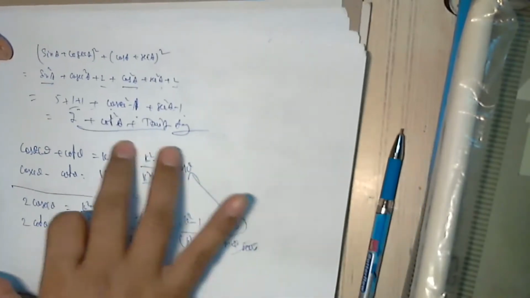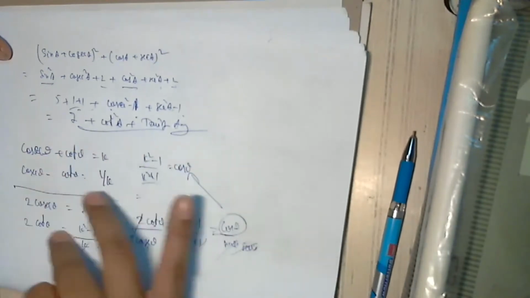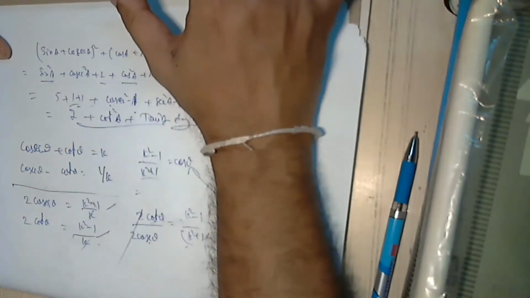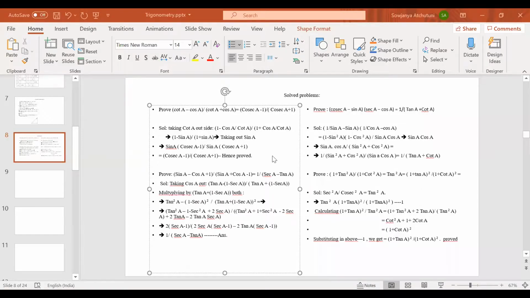So mostly the problem is there itself. We have to identify which path we will be taking. Let us do some more problems of trigonometry.